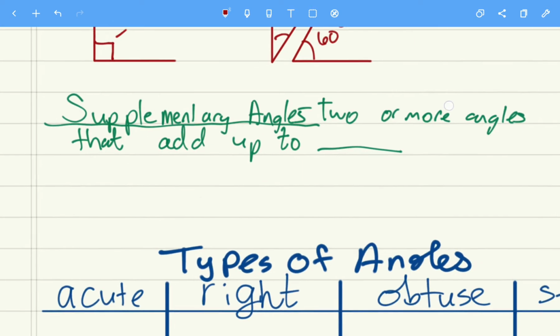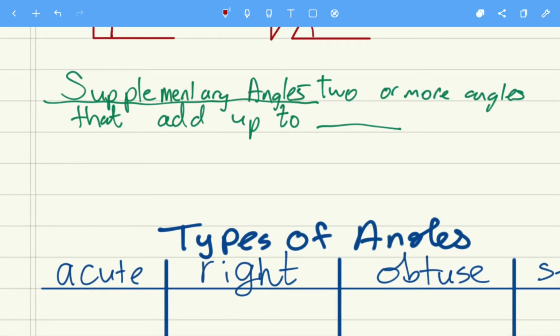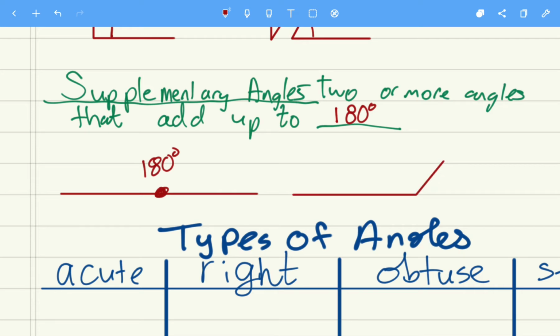The next one is supplementary angles. These are two or more angles that add up to 180 degrees. So 180 degrees looks like a straight line, and supplementary angles would be two angles that can add up to that. So like this could be 120 and this could be 60. Okay, so that is some vocabulary.